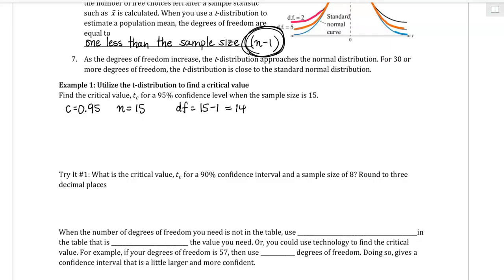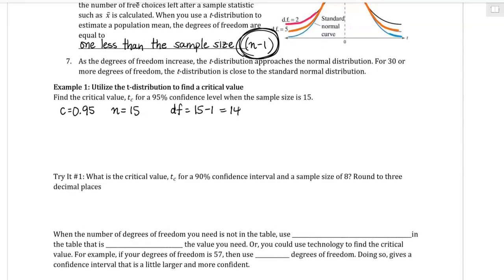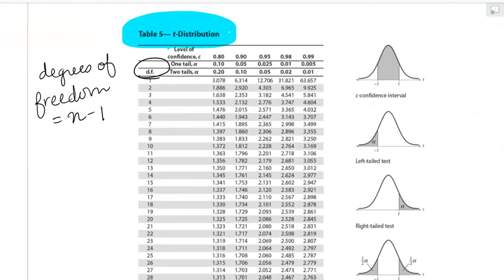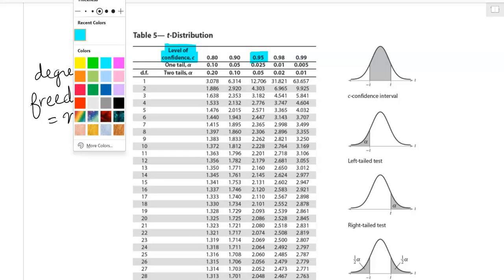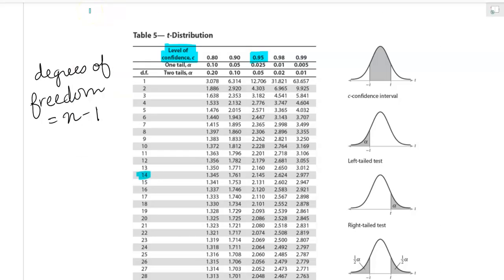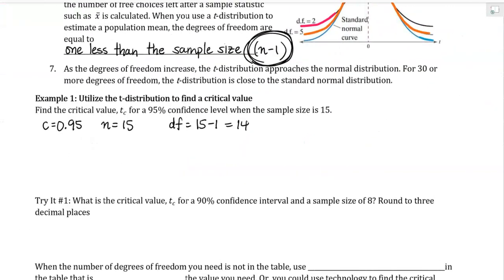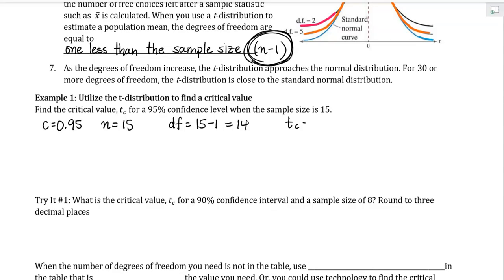I'm going to show you two different ways you can find this critical value. One, using the t-table. And then I'll show you also how you can find it on the calculator. If we are using the t-table to find it, I'm going to be starting with the 95% level of confidence. Our level of confidence was 95%. And our degrees of freedom in this example was 14 because our sample size was 15. So now I'm going to see where the 14 degrees of freedom meets the 95% confidence level, and they meet at 2.145. And so our critical value, t sub c, is equal to 2.145.